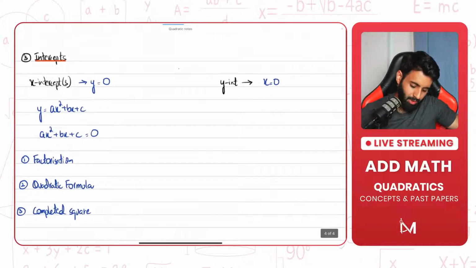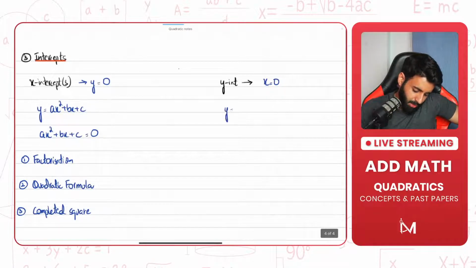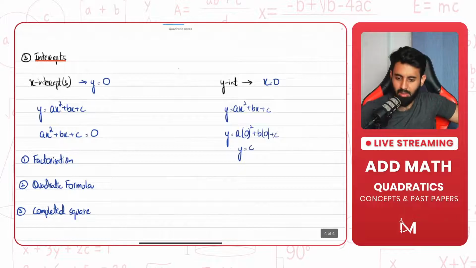Now, in order to find out the y-intercept, what do you do? You plug in x as 0. So if you have y equals ax square plus bx plus c, and you plug in x as 0, this becomes a into 0 square plus b into 0 plus c. So y equals c is the y-intercept.